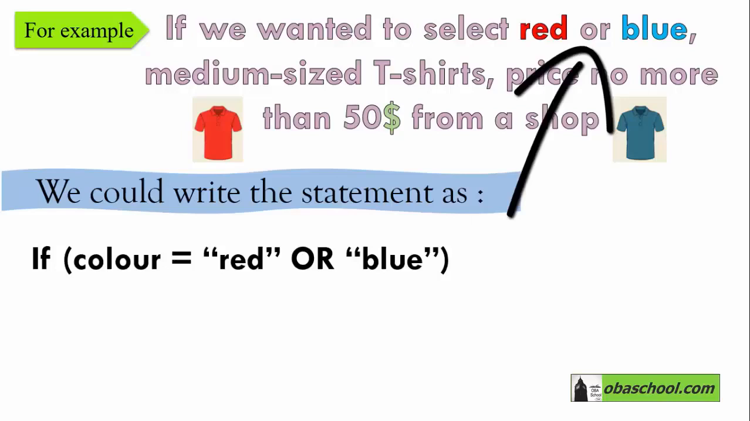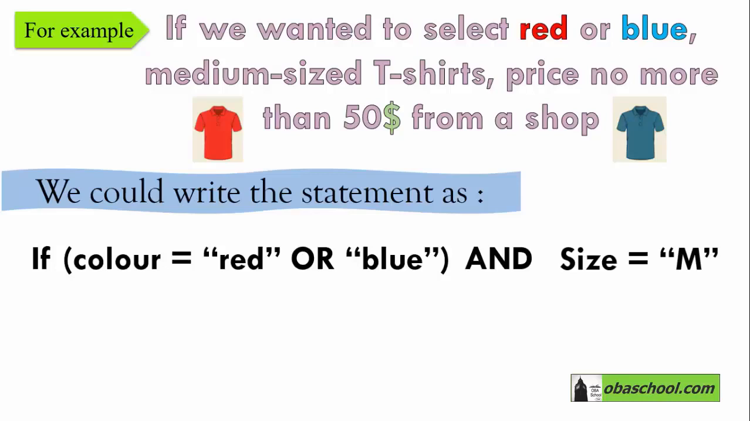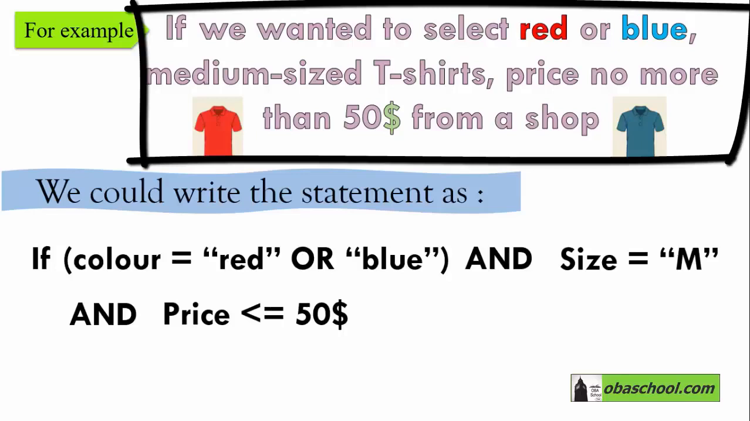Now we write the word and. Why? Because and means that all the other conditions that are before or after should be achieved. Now we write size equal M, which is medium, and. So now we have two and. Finally, price is equal to or less than $50. So we translated this example into a code.